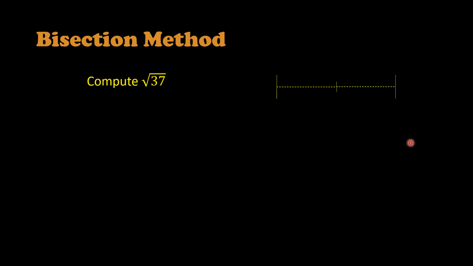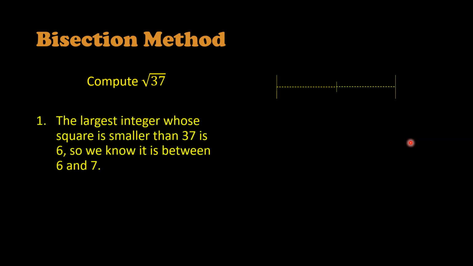Okay, so the first thing we need to do is get some initial estimates. And they don't have to be terribly good. We could say, all right, it's between 6 and 7, right? Because, well, 6 squared is 36. That's a little bit smaller than 37. 7 squared is 49. That's bigger than 37. So, yeah, the square root of 37 is somewhere between 6 and 7. So we can plop those on this little number line I have here.